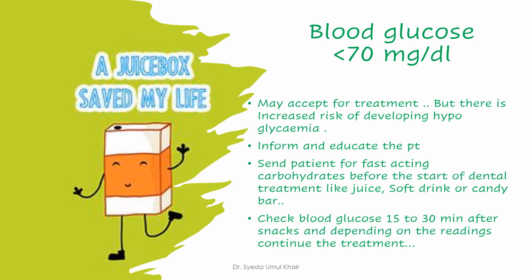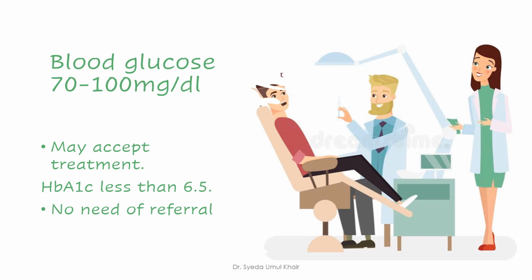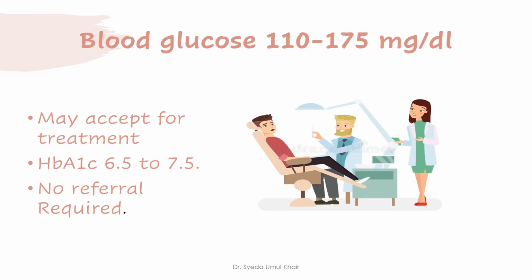When blood glucose level is in the range of 70 to 100 milligrams per deciliter and HbA1c is less than 6.5, the patient may accept the treatment very well, and there is no need for referral to the physician. When the blood glucose is in the range of 110 to 175 mg per deciliter and HbA1c is in the range of 6.5 to 7.5, the patient may accept the treatment very well. No need of referring the patient to the physician.